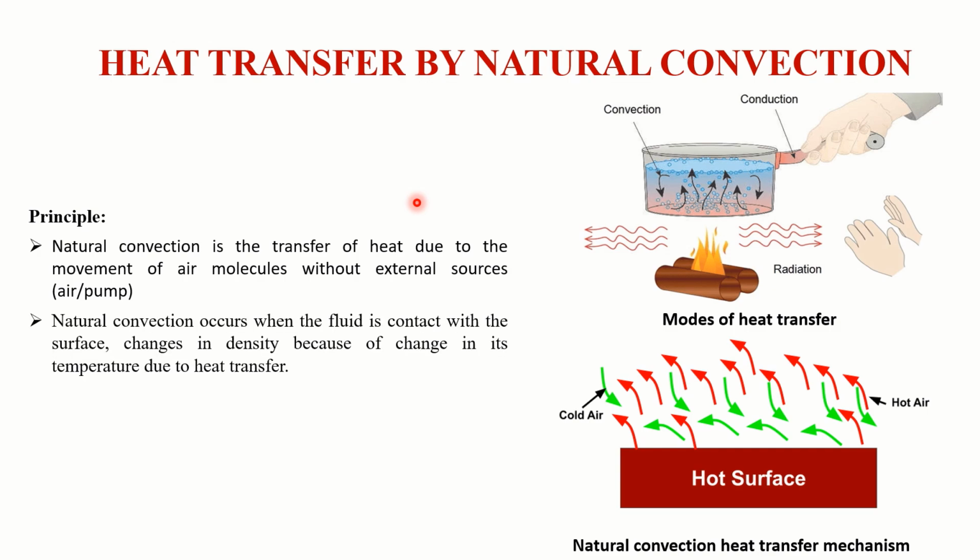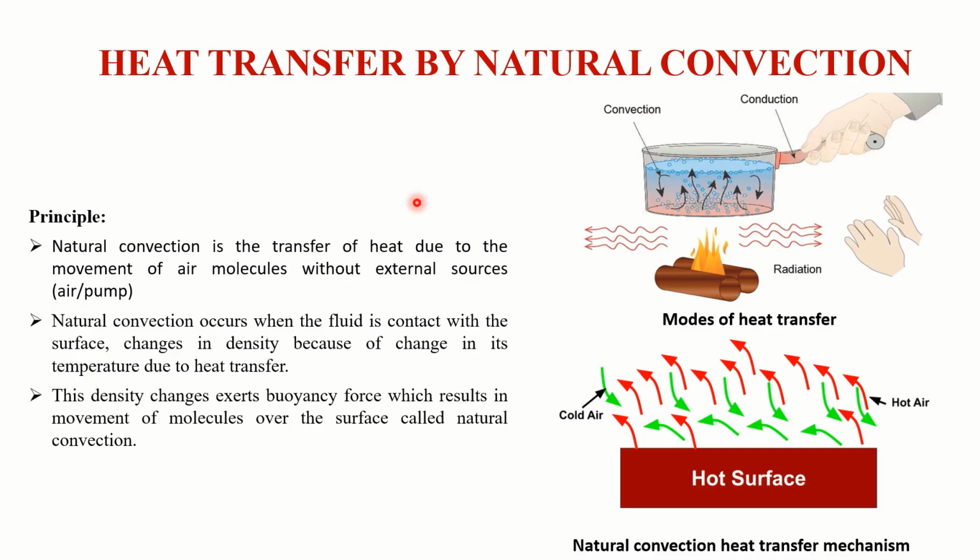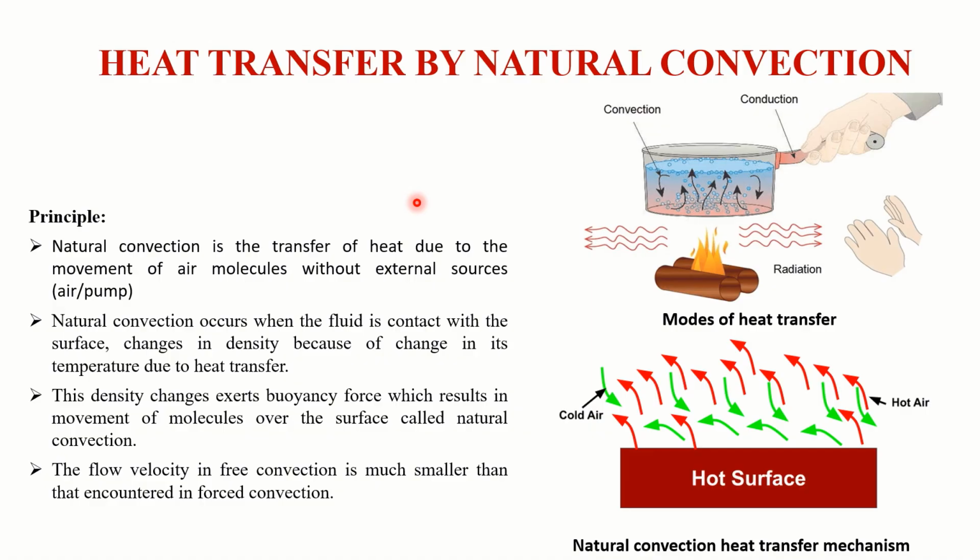Natural convection occurs due to density difference, which is created due to temperature difference. And here the buoyancy force plays a role. The density difference exerts a buoyancy force which results in the movement of fluid molecules over the surface. So that is called natural convection. Natural convection is also known as free convection. The flow velocity encountered in free convection is much smaller than that experienced in forced convection.